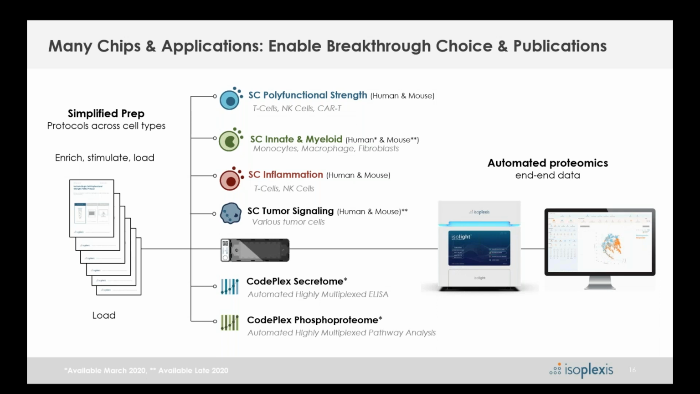After optimization, we offer our large menu of single-cell chip solutions and panels, with more on the way in pre-release mode. Covering almost each cell type, from T cells to macrophages, NK cells, and more, including single-cell polyfunctional strength in both human and mouse. Single-cell innate and myeloid is now available as a solution to functionally characterize innate and myeloid cells. And we have multiple tumor functional signaling focused assays that have published, and these are releasing late 2020. Finally, we offer multiple cell subset panels for surface staining as well.